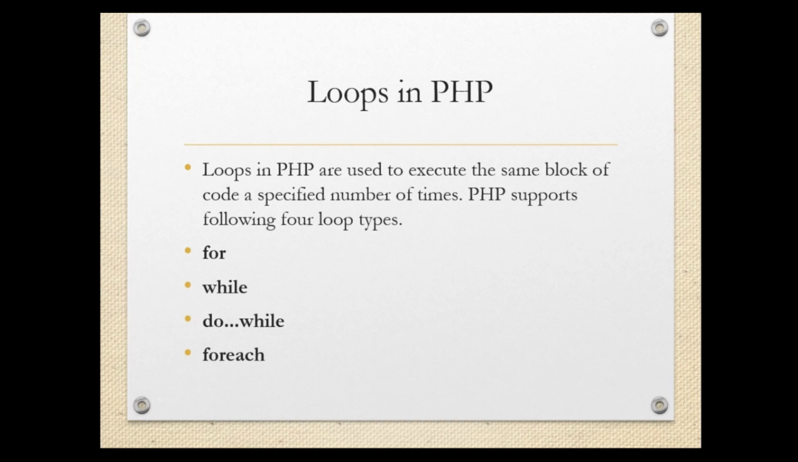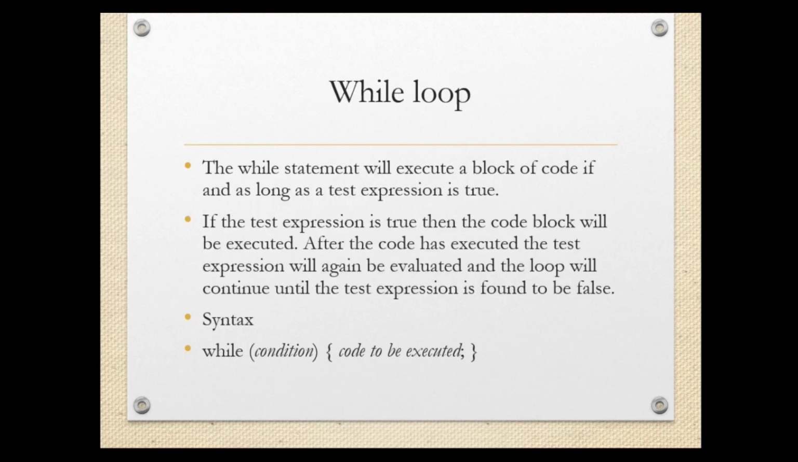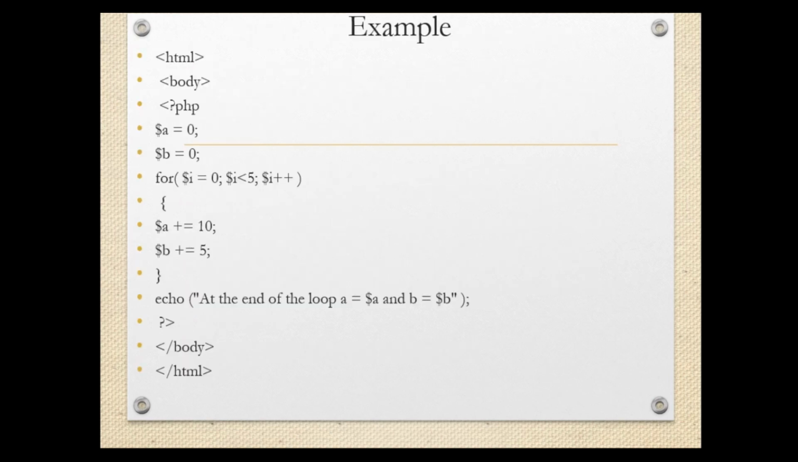Now what are loops? Loops in PHP are used to execute the same block of code a specified number of times. PHP supports 4 types of loop. First one is for loop, while loop, do while loop and for each loop. So we will see one by one loop. Okay, first one we have, that is for loop.